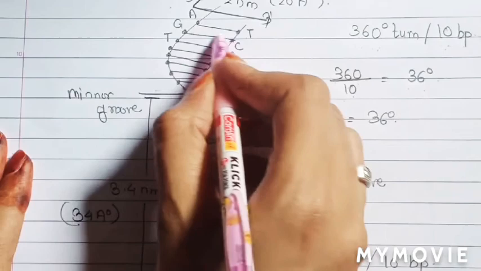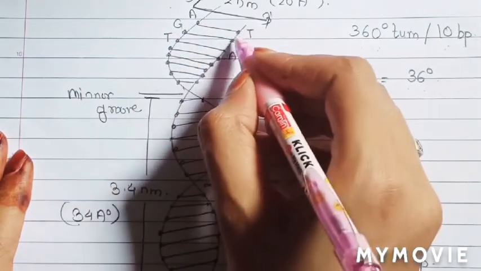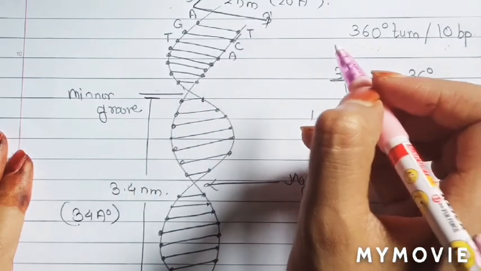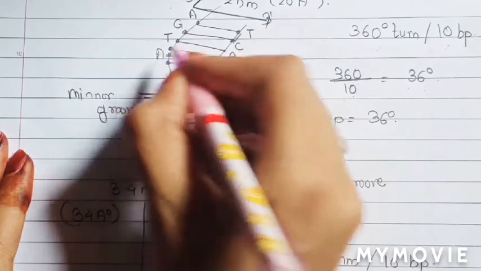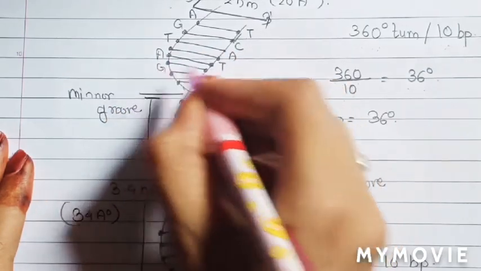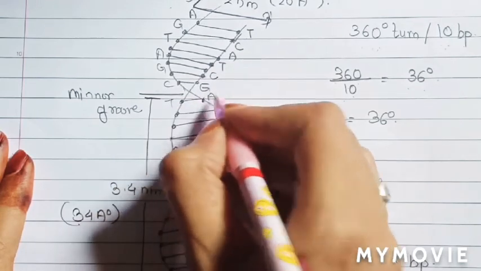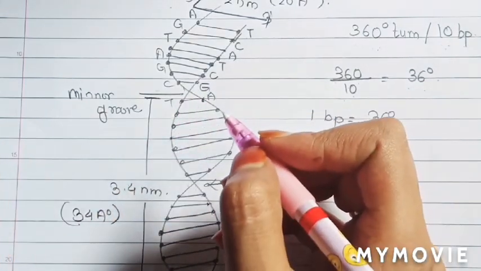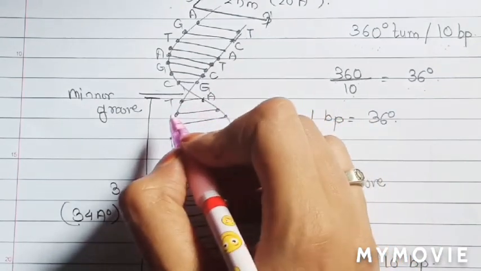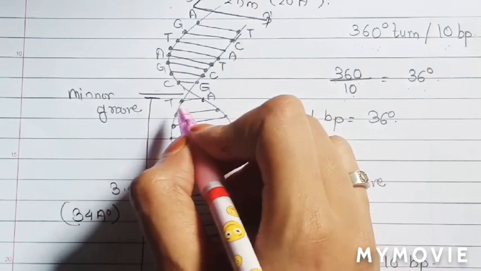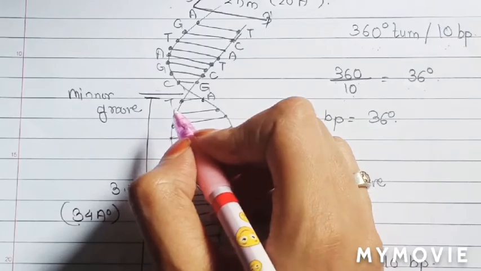Here you can see the hydrogen bonds between adenine, thymine, guanine, and cytosine, and here the phosphodiester bonds are present. So we can write here adenine will pair with thymine, guanine will pair with cytosine, cytosine will pair with guanine, thymine will pair with adenine. In case of RNA, adenine will pair with uracil, and thymine will not be there. In DNA, there will be no uracil, just thymine.